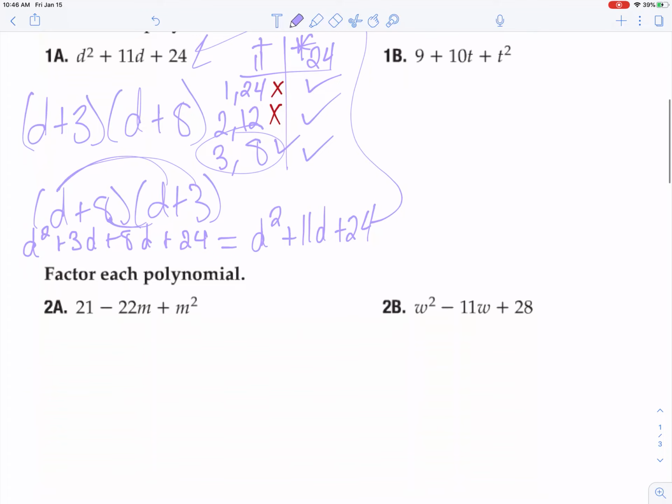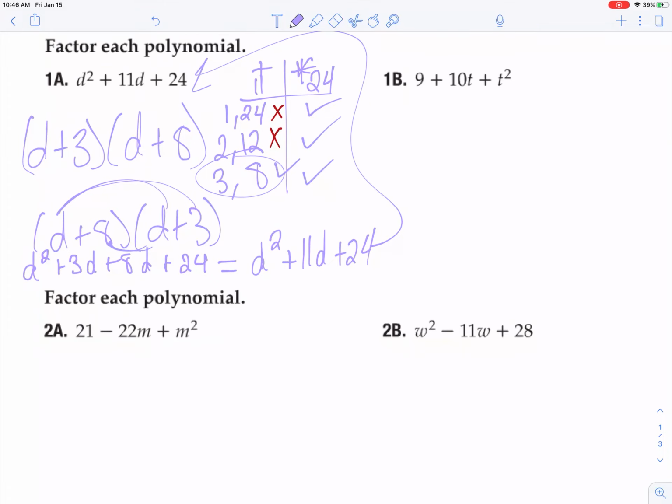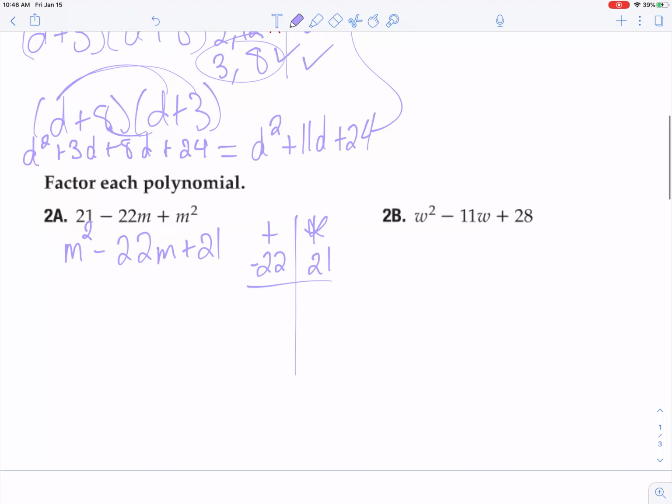I am going to show you a couple of the more difficult problems, starting here with 2a. First things first, I noticed it's not in the right order, so I'm going to rewrite it so that the squared quadratic term is on the left, the linear term is in the middle, and the constant is on the right. And then you're adding to the linear coefficient, multiplying to the constant. 1 times what is 21? And the answer is 21. This doesn't add, right? Because 1 plus 21 is a positive 22, and I'm looking for a negative 22.